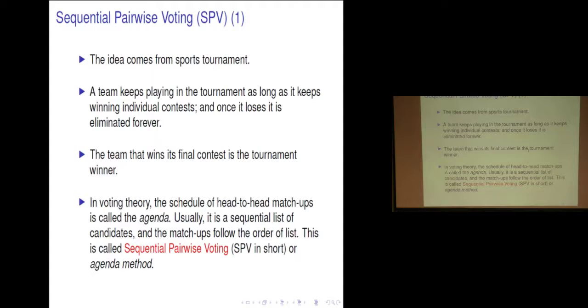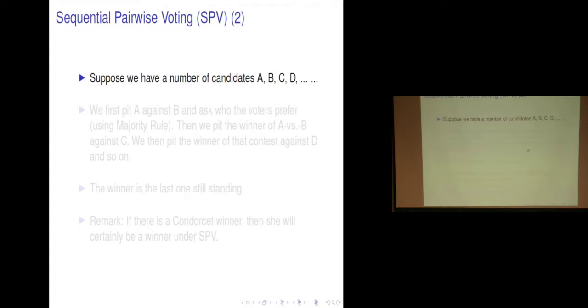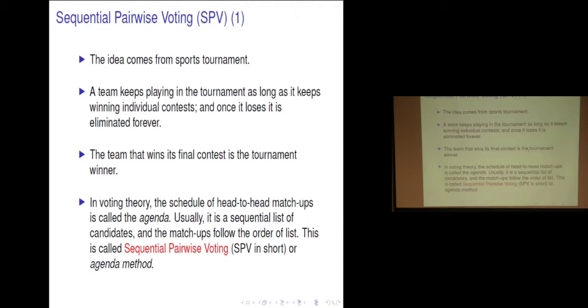Anyway, in voting theory, we also have an agenda, which is the order of the competition. Usually it's a sequential order, a sequence, and the matchups will follow the order of the list. You have a list of candidates, and the order will follow the order of the list. That's why it is called sequential pairwise voting. Some people call it the agenda method, but we follow the name SPV.